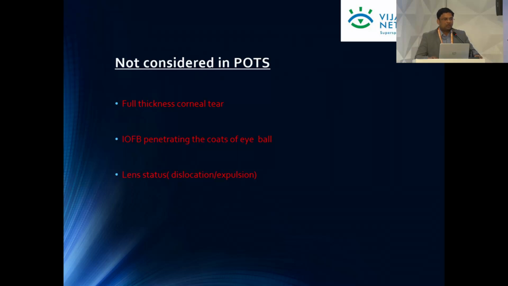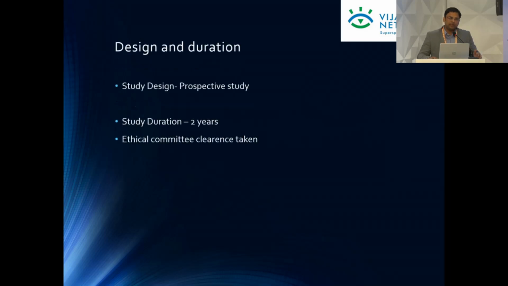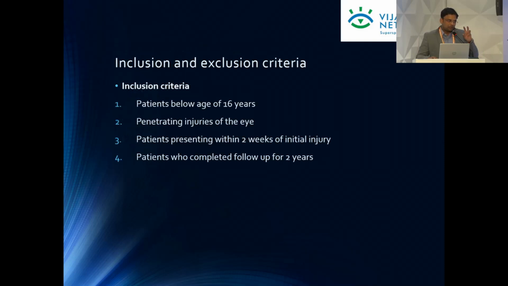What is not considered in this pediatric ocular trauma scoring system is full thickness corneal tear, intraocular foreign body, and lens status, where the lens is either dislocated or expelled out. So we decided to evaluate a novel modified pediatric ocular trauma system, which will be an important tool for prognostication of visual outcome in pediatric patients. Whenever the kid is brought by the parents, they always ask, "Doctor, will my kid see?" This will be an all-encompassing scoring system where all the points, including the missed-out points, will be considered.